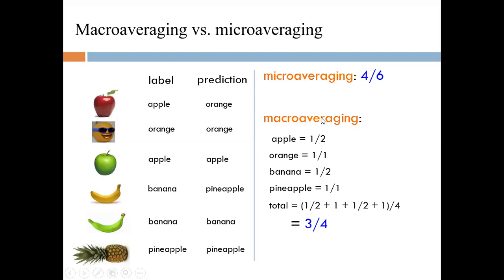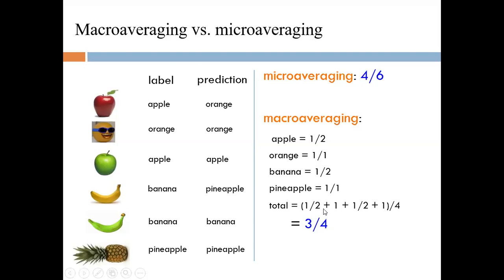In case of macro averaging, we will determine the accuracy per class. Now the accuracy of the apple class is 1 divided by 2. Why? Because there are 2 apple instances. Out of these 2, one is misclassified, hence the accuracy will be 50%. There is only one orange instance, so it is correctly predicted, so its accuracy will be 100%. The accuracy of banana is 50% because one banana instance is misclassified, and the accuracy of the pineapple class is 100% because it is correctly predicted.